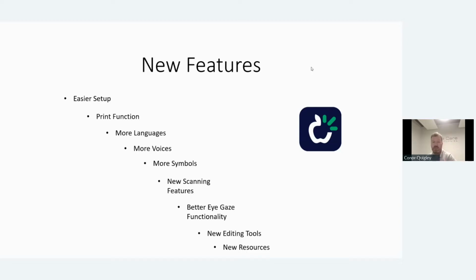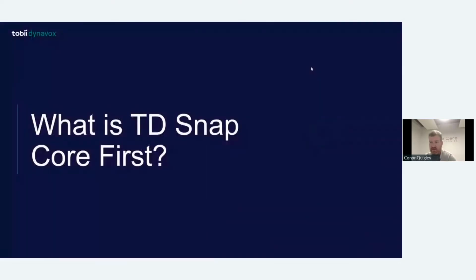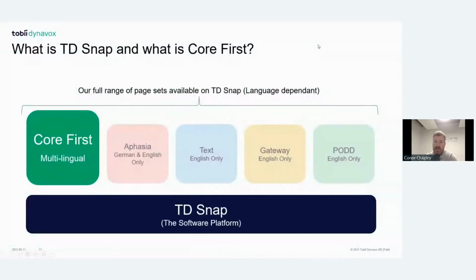But today we're only going to focus on the core first page. So what is TD Snap Core First? TD Snap is the software platform itself. Within TD Snap, you create your profile, you define your access method, your voice, and then you choose which page set you're going to use. The one we're focusing on is Core First. It's a symbol-based page set, and it's multilingual.